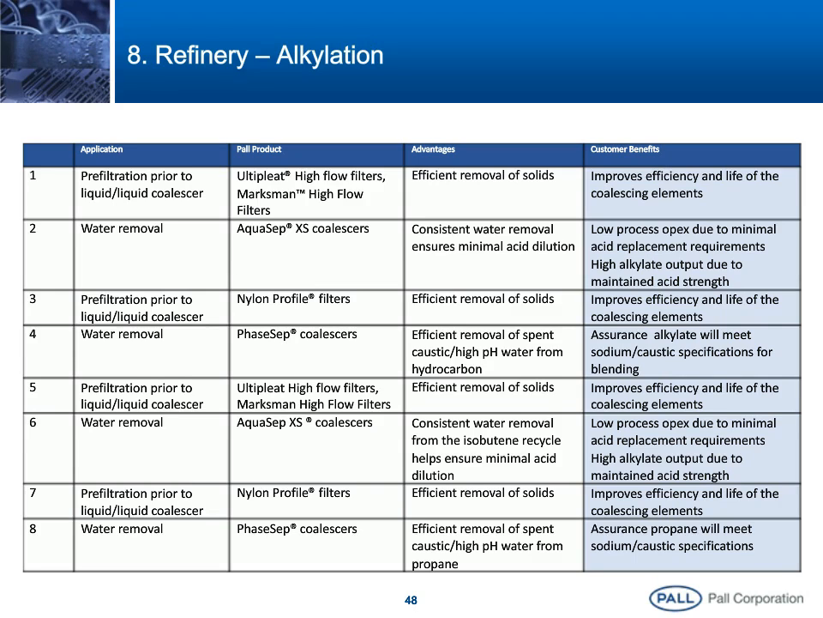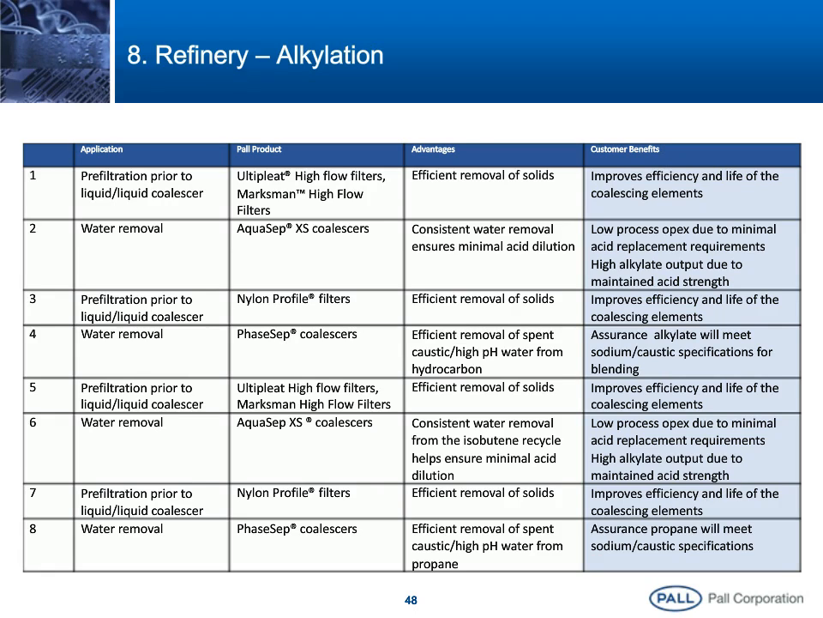If we look at application 4, this is recommended as a FaceSep coalescer application, making sure that we get high quality alkylate meeting the sodium or caustic specifications for downstream product blending. If we look at application 6 on the recycle isobutane, the Aquasep XS coalescer is the recommendation here. This is handling the bulk flow coming from the deisobutanizer. 1 to 3% water, getting that out of the system is a good way to ensure minimal chance of upset inside the reactor. And application 8 on the propane FaceSep coalescers, stripping out any trace remaining caustic.